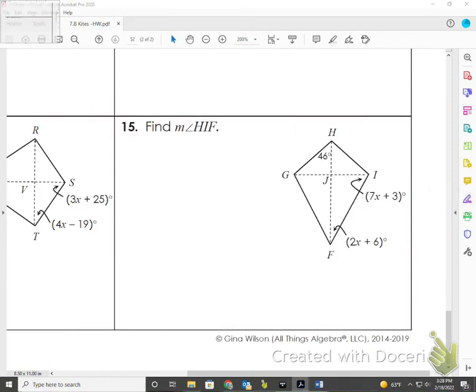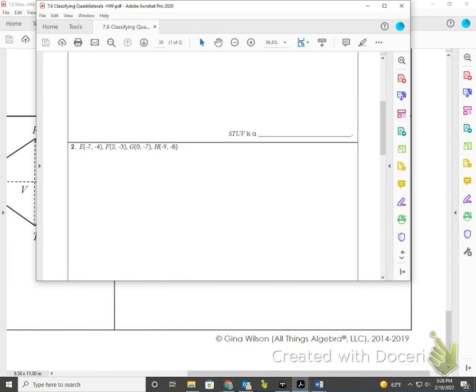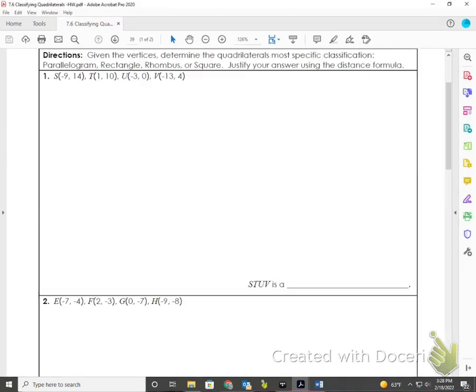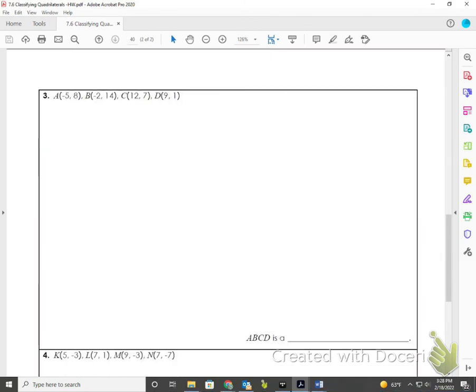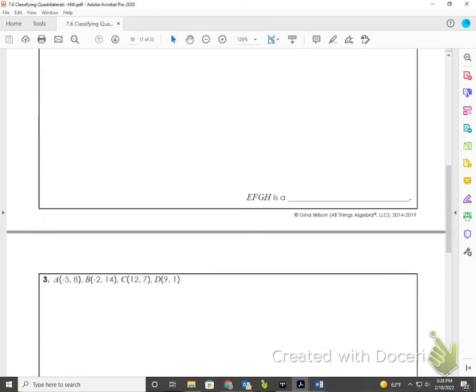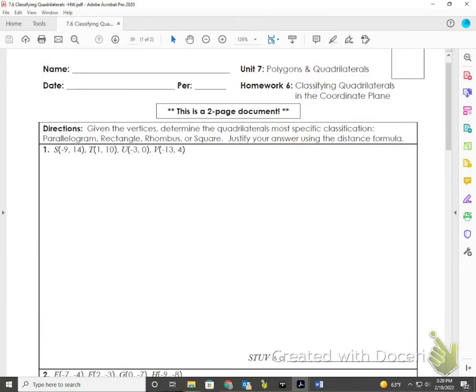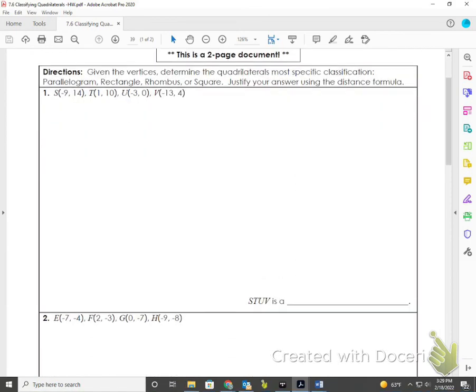So that brings us to our last one. Oh, I need to do the whole thing. There we go. Which is classifying quadrilaterals. So you guys know I already gave you the distance formula and everything that you need. So really what we're doing here is I'll just show you the basics on number one, but I really do want you guys to work through this.